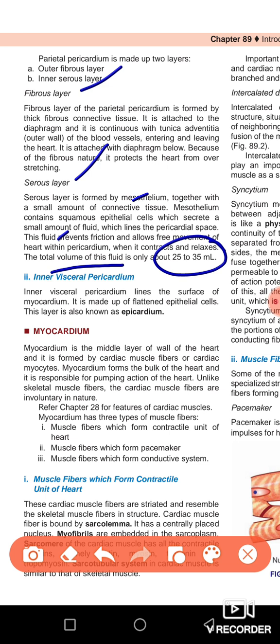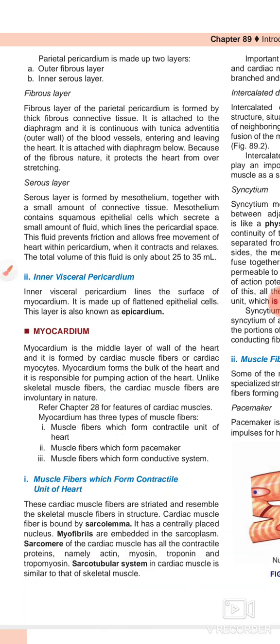Okay, so now we revise what the layers of the heart are. First we discussed that the heart has three layers: the outer pericardium, the middle myocardium, and the inner endocardium. First we have discussed the pericardium. The pericardium is the outermost layer of the heart, and it is again divided into two layers: the outer parietal and the inner visceral. Between these two layers there is a space, a cavity, which is full of fluid.